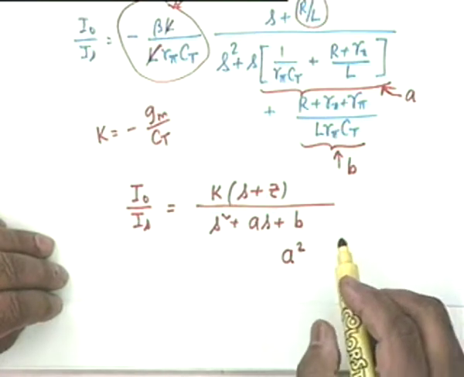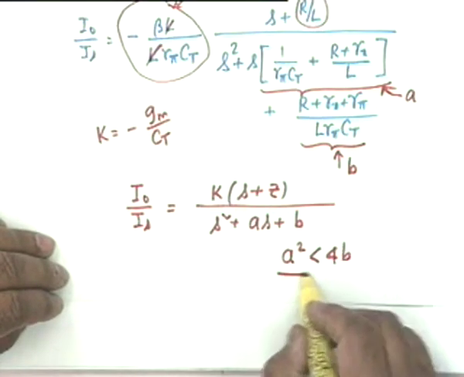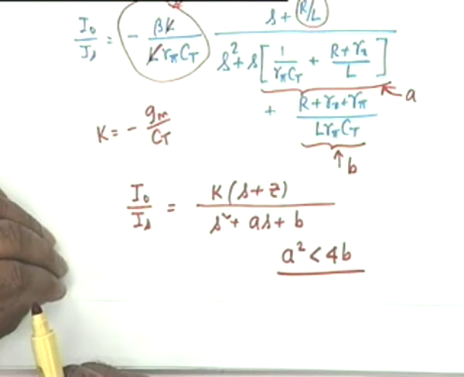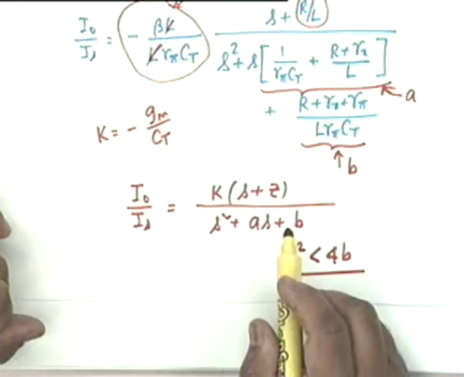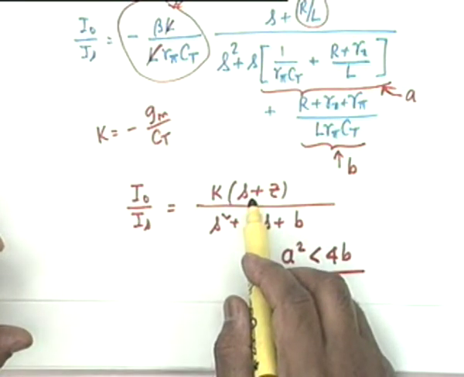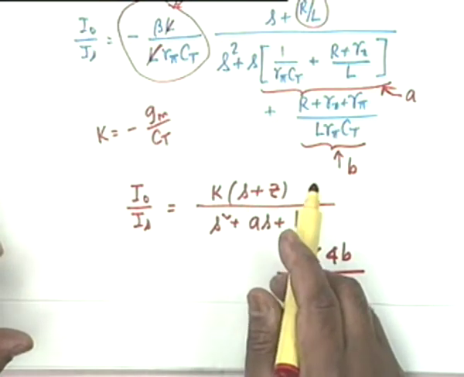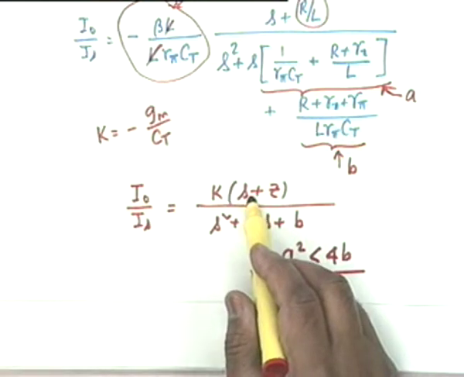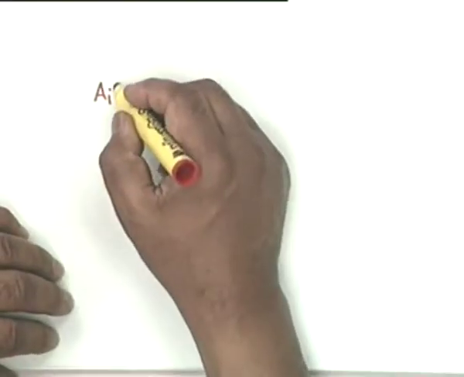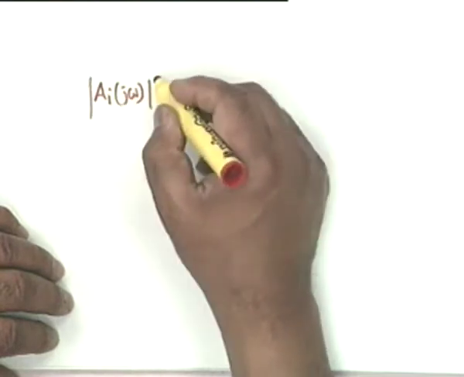Usually the inductance is such that A square is less than 4B. What does it mean? It means that the poles are complex. The poles are complex. Can the 0 be complex? No. This small z is a real quantity and therefore S equal to minus z. That's where the 0 is. The poles are complex. And if you write the transfer function, let's call the transfer function as AI, j omega, magnitude squared.